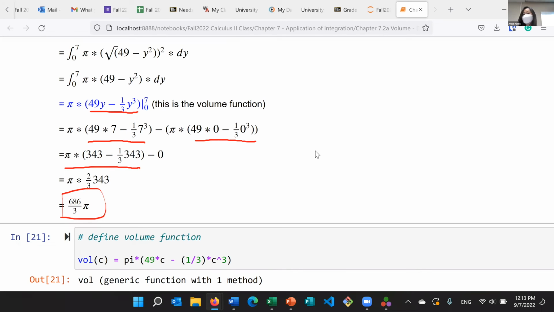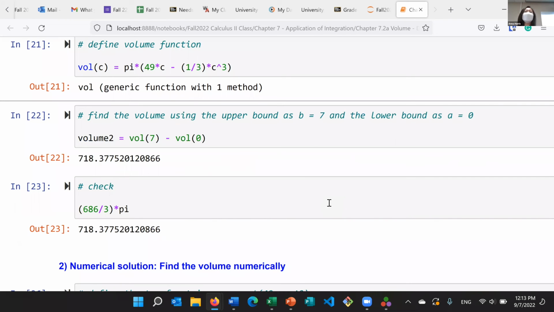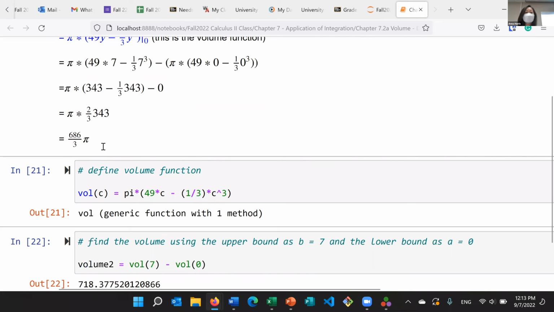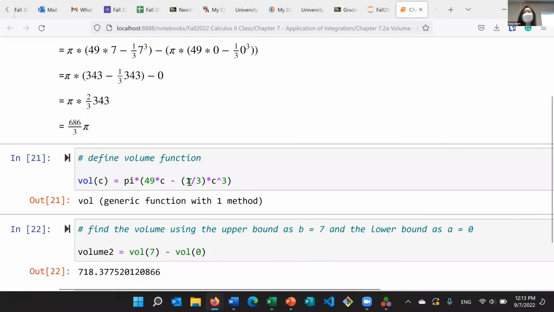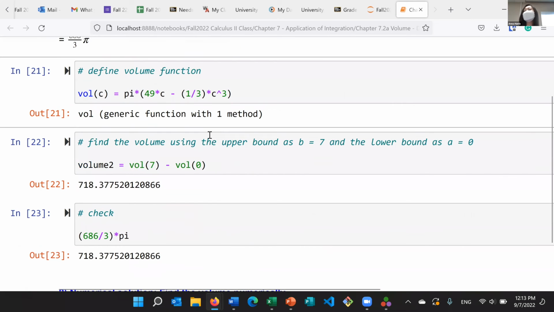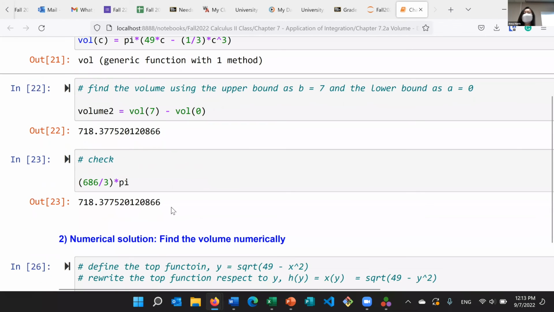All right, now let's do it numerically so you can see why that's true. So I'm going to say volume is equal to that function right here, 49y minus 1/3 y to the third. So this is like verifying your answer. So volume at 7 minus volume at 0 gives you what? 718.3777, which is the same as your analytical solution. I just plugged it in the calculator to see whether that's the correct answer.